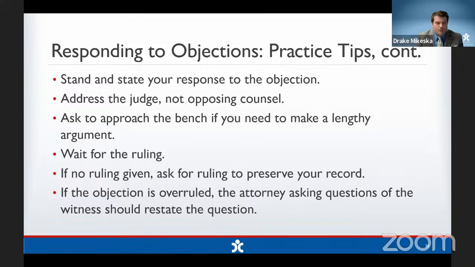After you've responded, wait for the judge to rule. If they don't rule and you move on, then you're not going to do anything to preserve your record. You have to have a ruling. If the court refuses to give you a ruling, then make sure that you object to that as well, right? Ask the court specifically to rule on the objection. And then if it's overruled and you're the attorney asking the question, usually have them restate the question or ask it again so it's fresh on the witness's mind. Next slide, please.